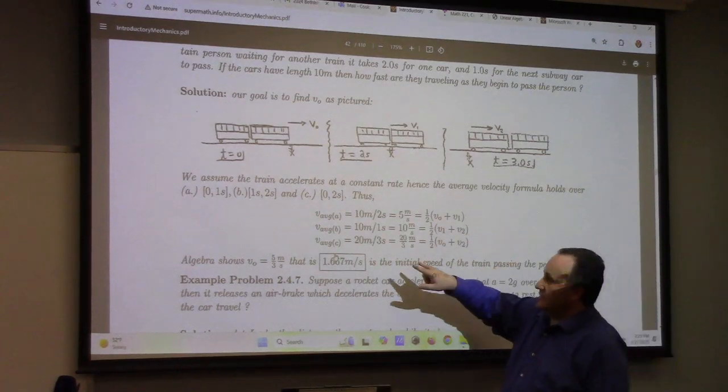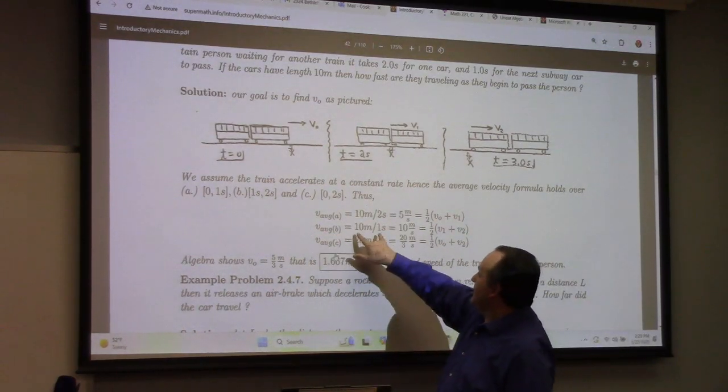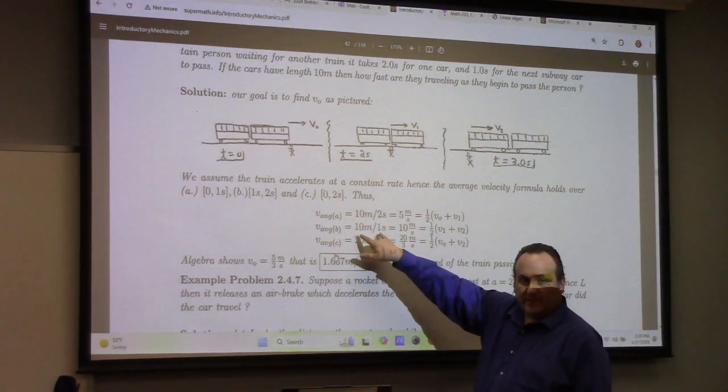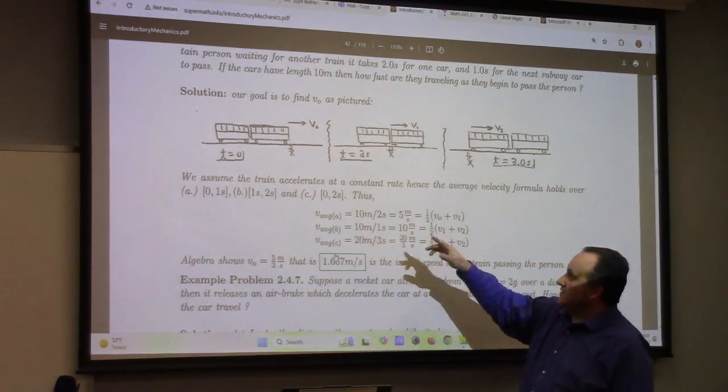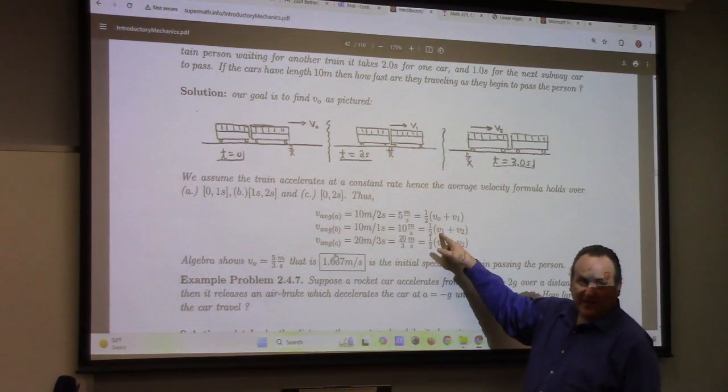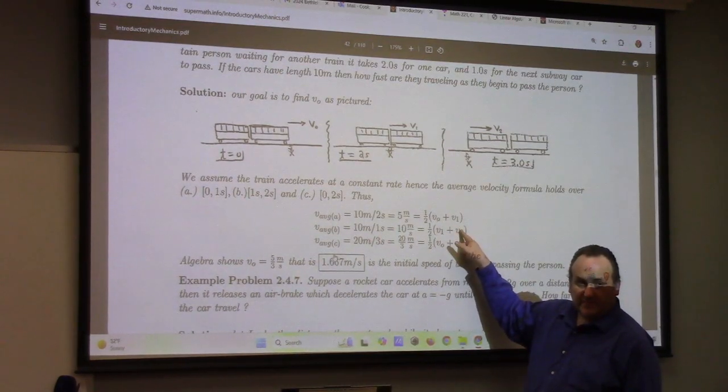But then I can also calculate the average velocity over the final second, right? During which time the train goes another 10 meters past the person. So 10 meters per second is the average velocity over the last second. But it's also equal to the average of the middle velocity and the final velocity, right?